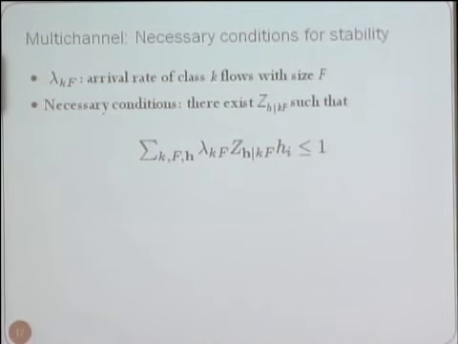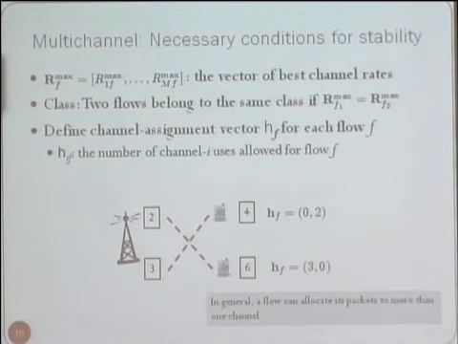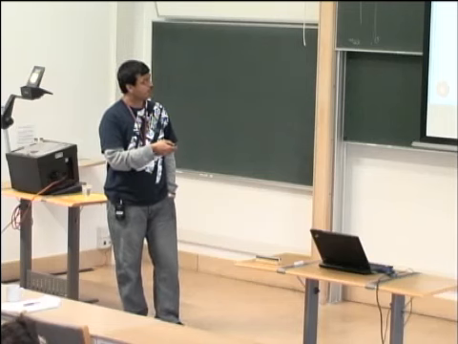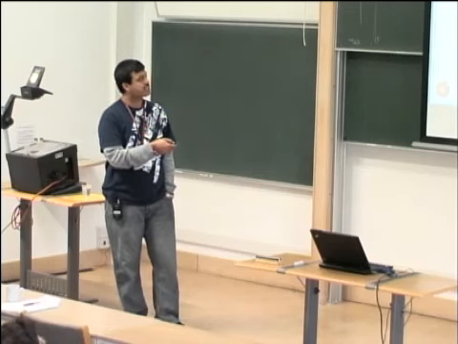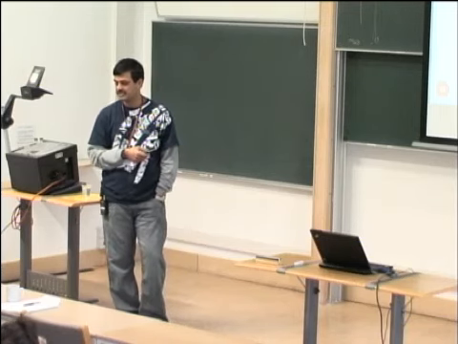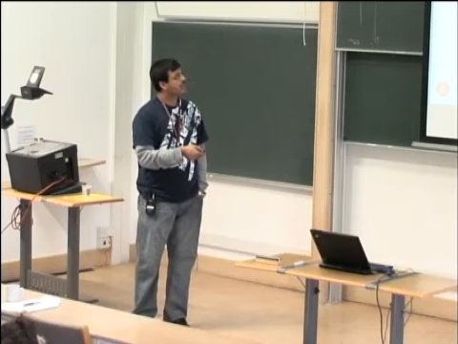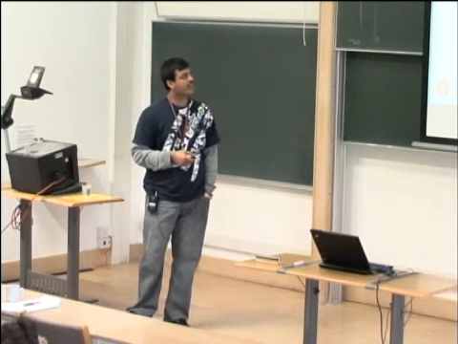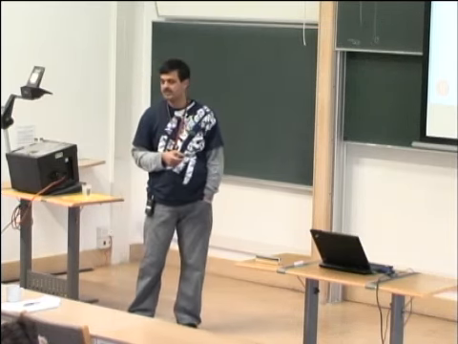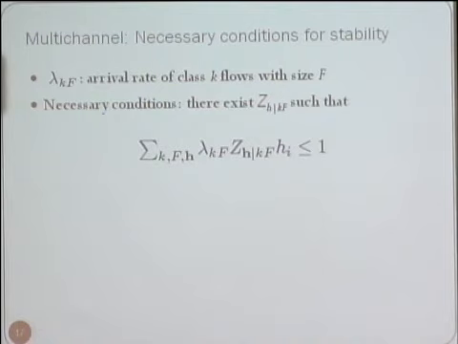So let's say lambda_kf is the arrival rate of class k. So I forgot to mention what class k is. A flow belongs to a certain class if the vector of maximum rates that it sees on all the channels is identical. So two flows belong to the same class if the vector of maximum rates that they see on all the channels is identical. Okay, let's just define that to be a class. So let's say lambda_kf is the arrival rate of class k flows with size f. Okay, whose number of packets they carry is f. Okay, so what is a necessary condition for stability?